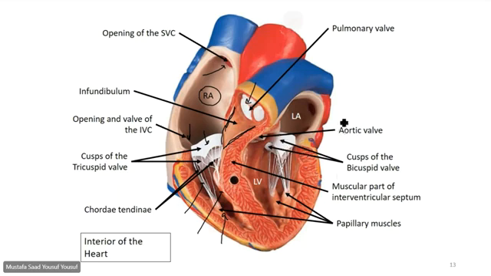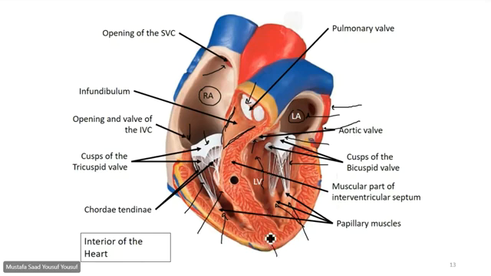On the left side, here we have the left atrium with the pulmonary veins opening into it. Here I have the cusps of the bicuspid valve. Again, the chordae tendineae, and these are the papillary muscles of this valve. Here I also see the smooth part of the left ventricle, which we call the aortic vestibule, and it ends with the aortic valve, which is also a tricuspid valve.